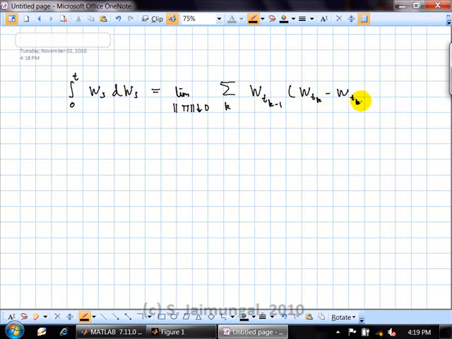And it's very important that this evaluation of the integrand, corresponding to that term there, is at the left-hand side of the interval. It's not the right-hand side. It's not the middle. It's not some other point in between. Those are valid definitions. I could put W at t_k plus 1, or I could put the average of t_k and t_k plus 1 there if I wanted to. It gives me a different definition, and it would have different properties.